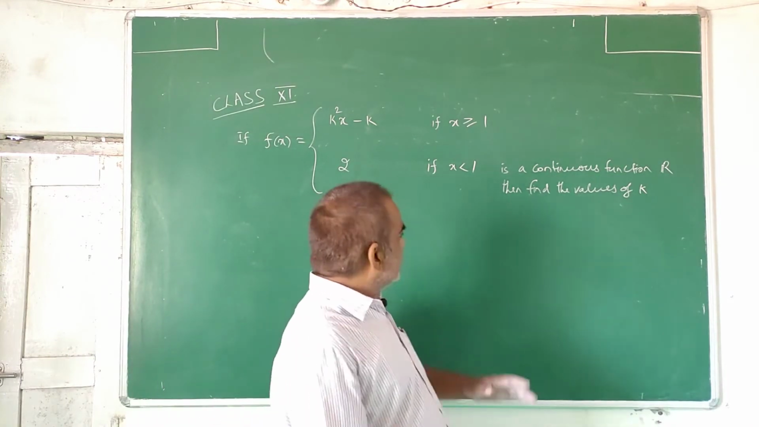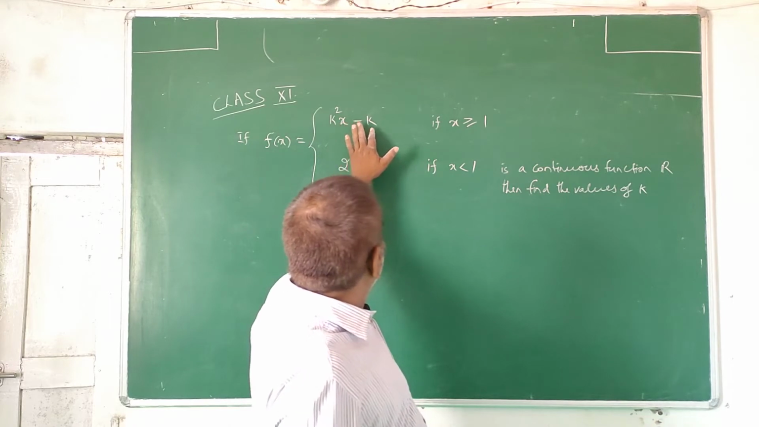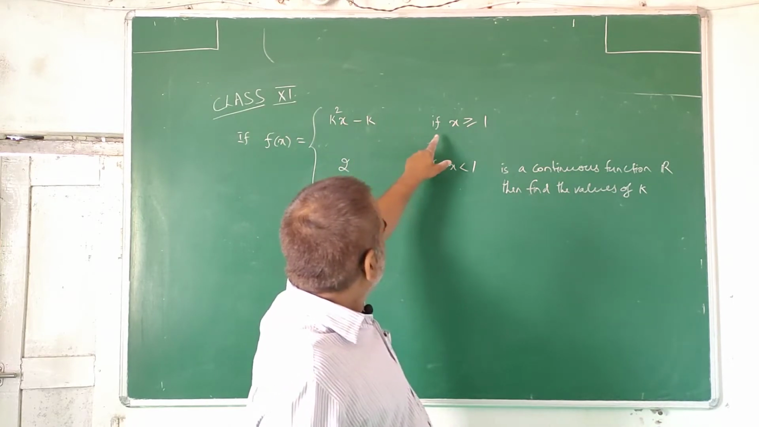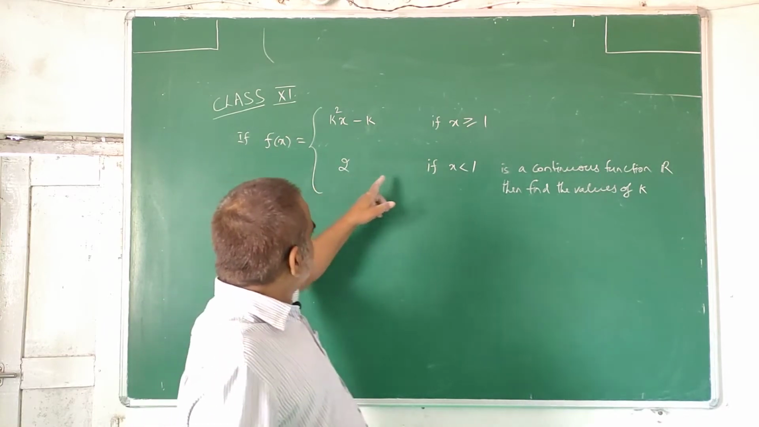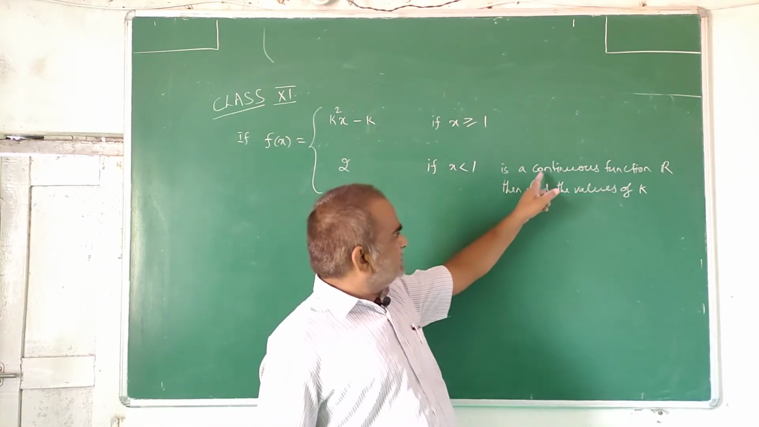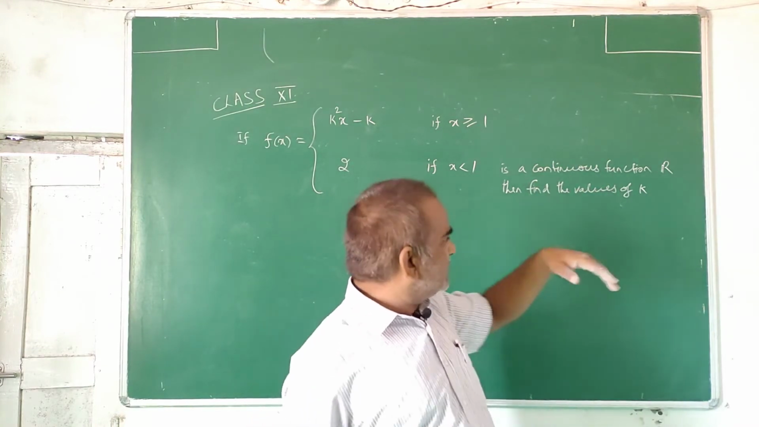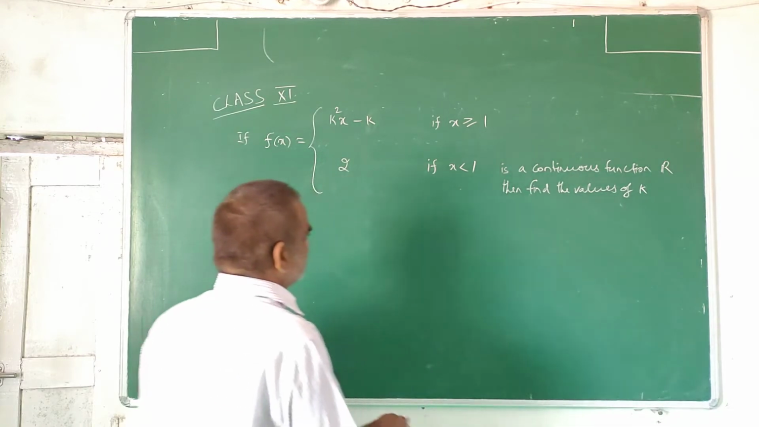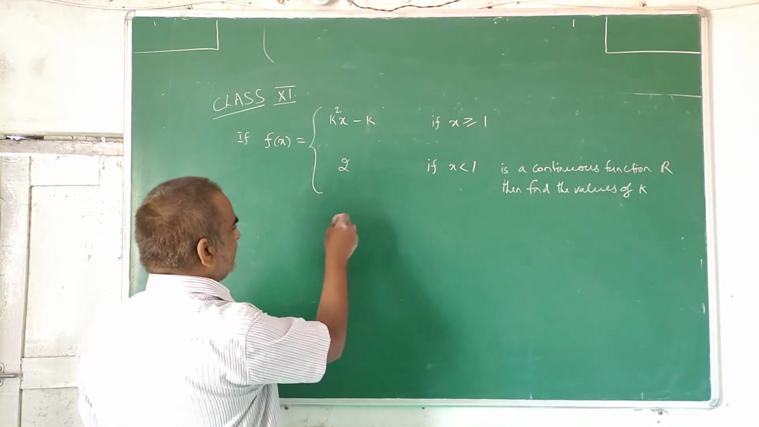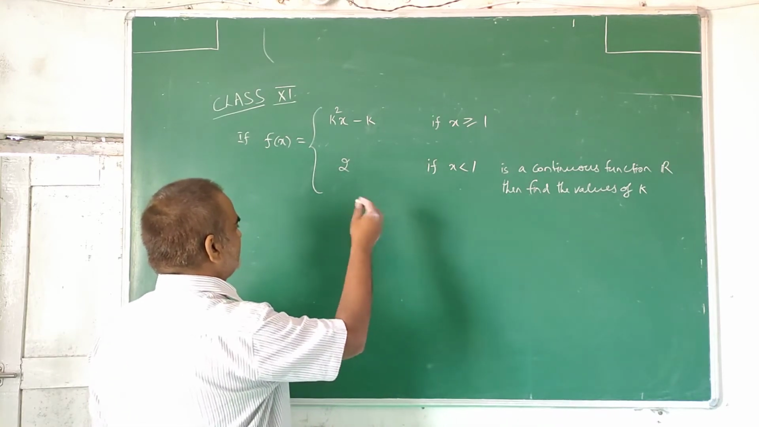Dear students, our next question is: if f(x) equals k²x minus k if x is greater than or equal to 1, and equals 2 if x is less than 1, and it is a continuous function on R, on the entire real line, find the value of k. As it is continuous on the entire real line, you can say that it is continuous even at 1.